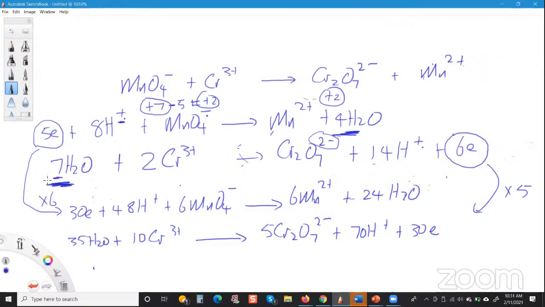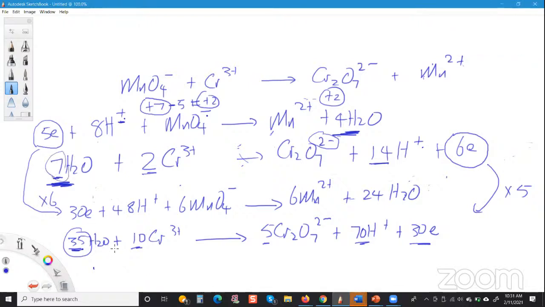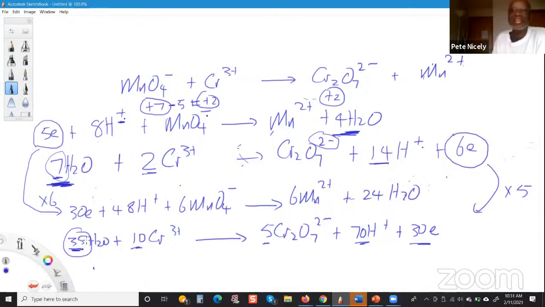this 7 here, we're multiplying everything by 5. So 5 times 7 gives you 35 here. 5 times 2 gives you 10 here. 5 times 1 gives you 5 here. 5 times 14 gives you 70. And 5 times 6 gives you 30 electrons. So this 35 here comes about as a result of multiplying the 7 by 5. Okay, so you multiplied that whole equation. The entire equation, exactly. Yeah. Okay.